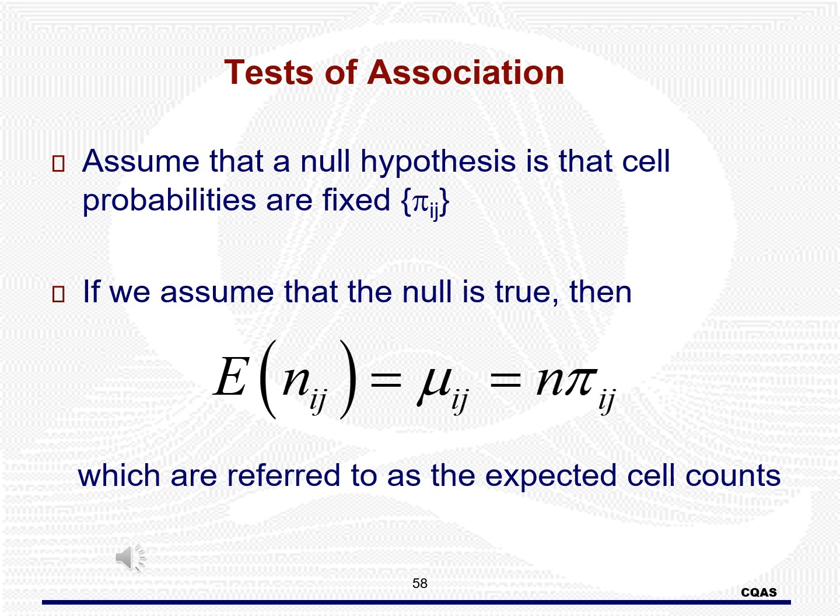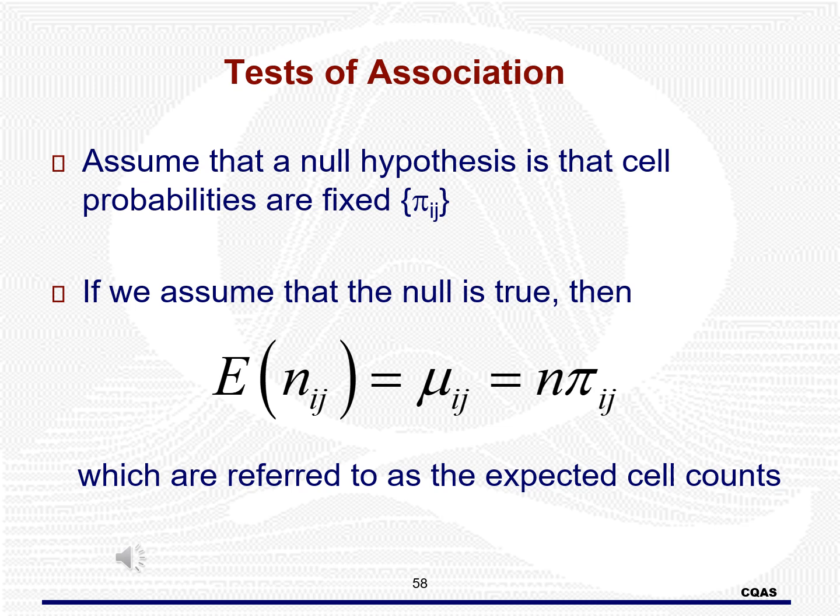There are also hypothesis tests for association that can be used. For this test, we assume that the cell probabilities are fixed. So under the null we know that the expected value for the cell counts are equal to the overall sample size times that particular cell probability. We refer to these as the expected cell counts.